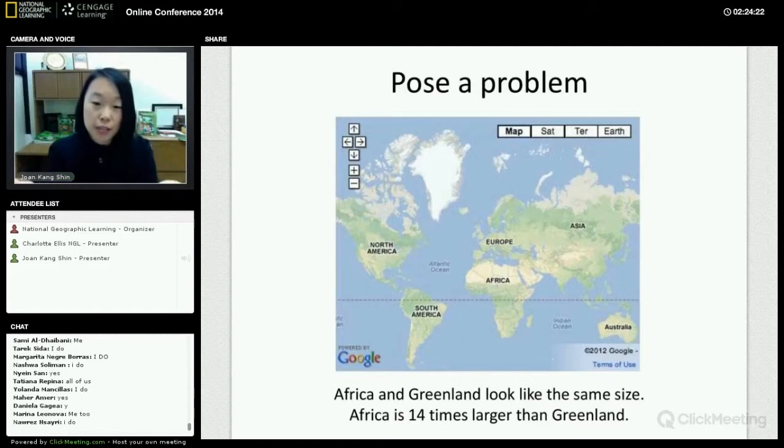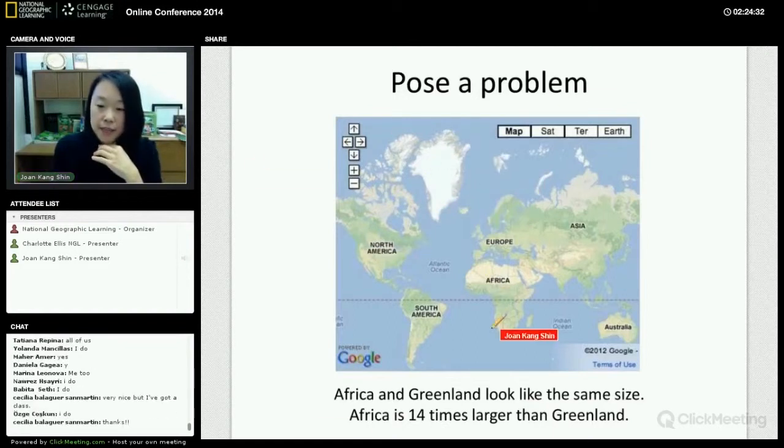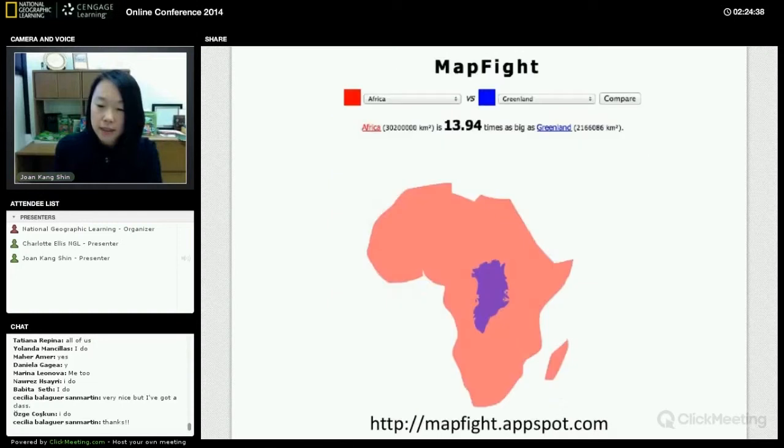So here you see a screen capture of a Google map. On this map, okay, take a look here. Okay, right here, this is Greenland, and here's Africa. And they look about the same size, am I right? But in fact, Africa is 14 times larger than Greenland. Here's another visual image of the actual landmass.